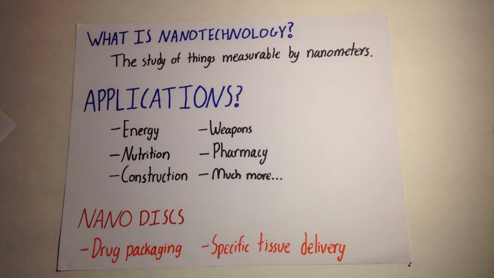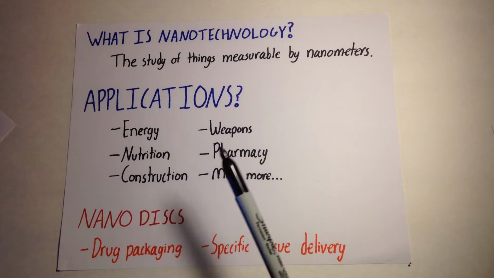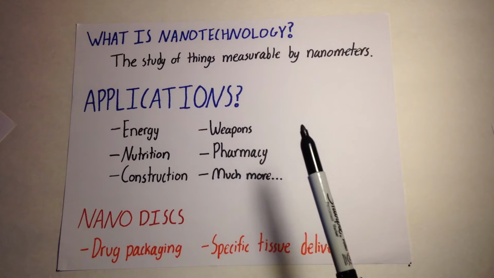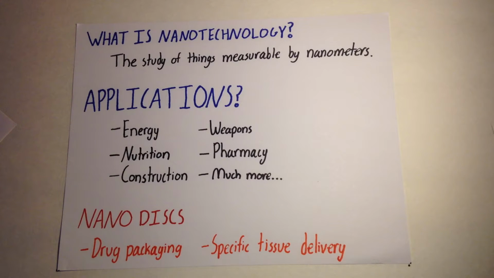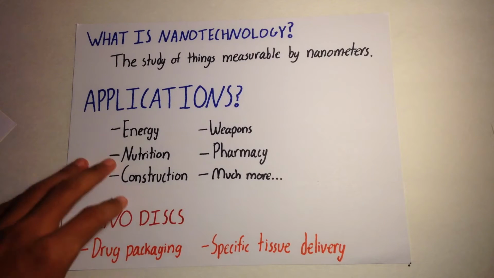So what are some applications of nanotechnology? Recent science has been able to apply nanotechnology to energy, nutrition, construction, chemical weaponry, pharmacy, and much, much more. Nanodiscs are a recent advancement in pharmacy in terms of drug packaging and specific tissue delivery. Many of the issues pharmaceutical companies have to overcome are adverse effects, and this is because of drugs acting on tissues that are not intended. Nanodiscs can target specific tissues and reduce the amount of adverse effects of drugs.